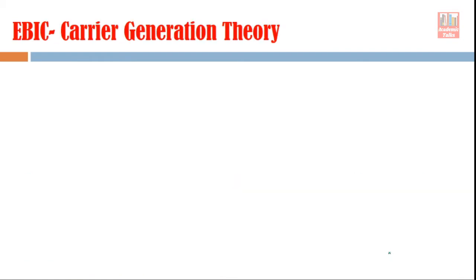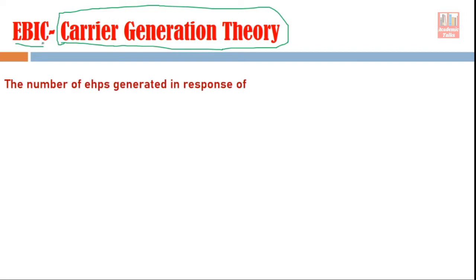Now before going further, we have to understand the carrier generation theory in the electron beam induced current mechanism, because this EBIC technique depends on the carriers which are generated because of the falling electron beam. So we have to understand the mechanism of generation of carriers and how that mechanism affects the current. For this, let us first see the number of electron hole pairs which are generated in response to the E beam.